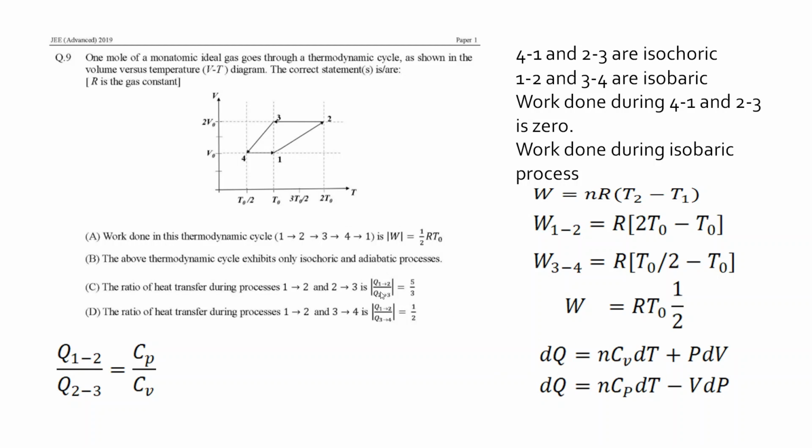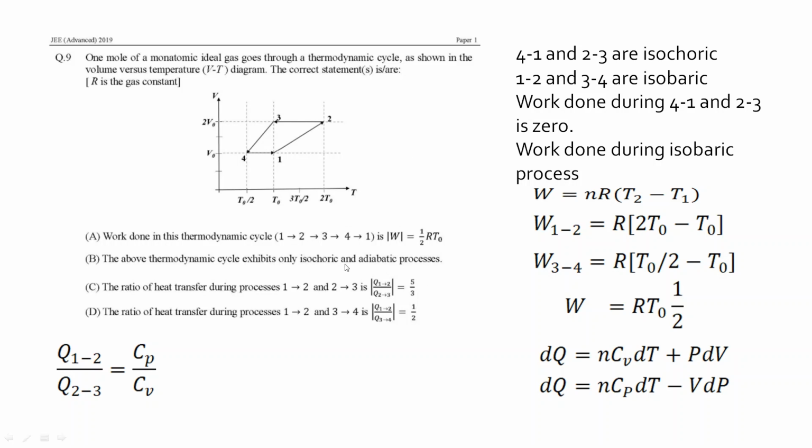And for a monoatomic gas, Cp is 5 by 2 R and Cv is 3 by 2 R, which you will learn in the chapter kinetic theory of gases. So if you substitute that here, you will get that Q1 2 by Q2 3 is nothing but 5 by 3. As it is a monoatomic gas, that's why we get this to be equal to 5 by 3.